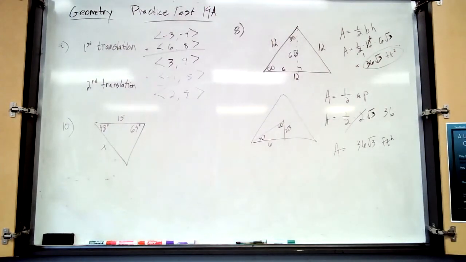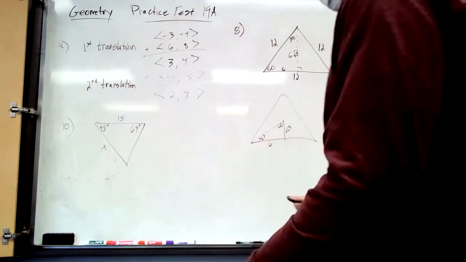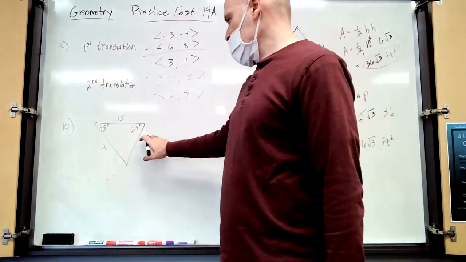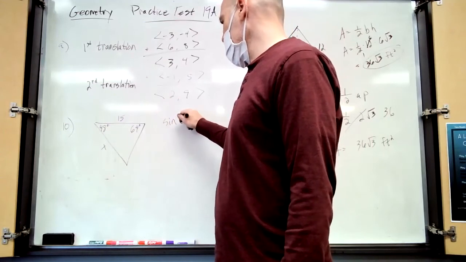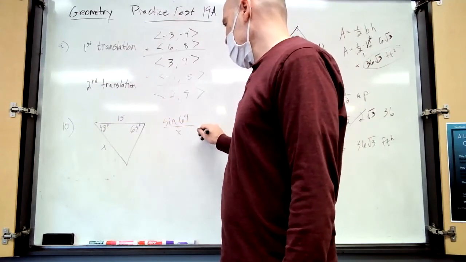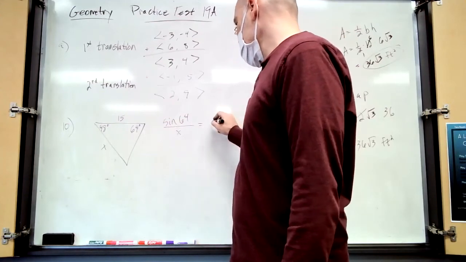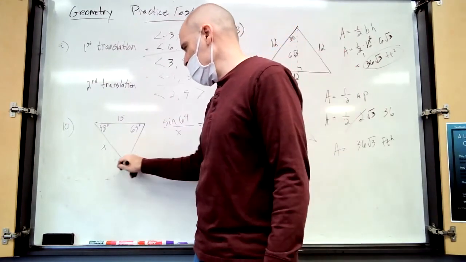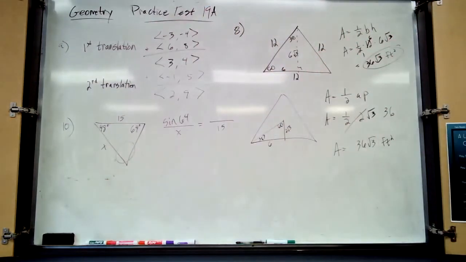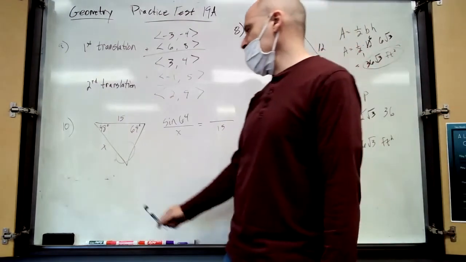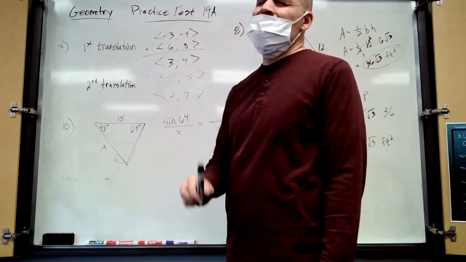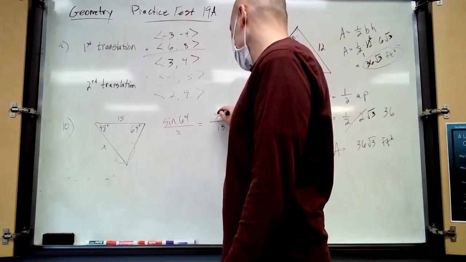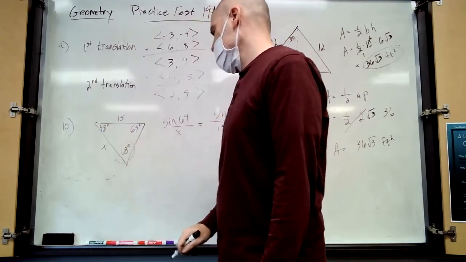Well, now what do we use? Either the law of sines or law of cosines. Let's see what happens with the law of sines. If I say the sine of 64 over x, that has to be something over 15. Well, what's this something? You still have to figure that out. So how do you figure out that third angle? Yep, they all have to add up to 180. So this is 112. So that means 68 degrees.